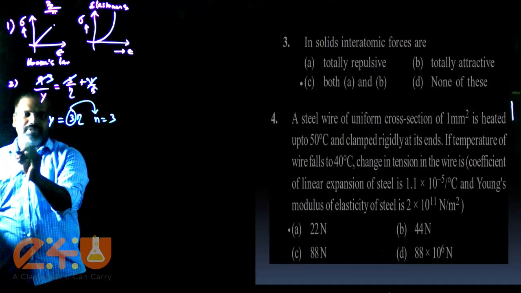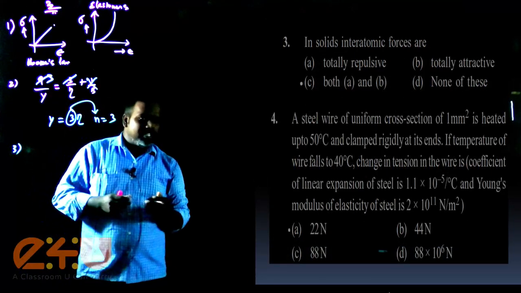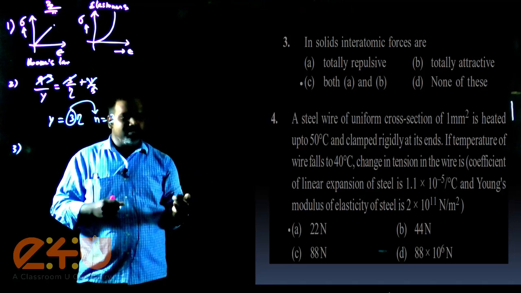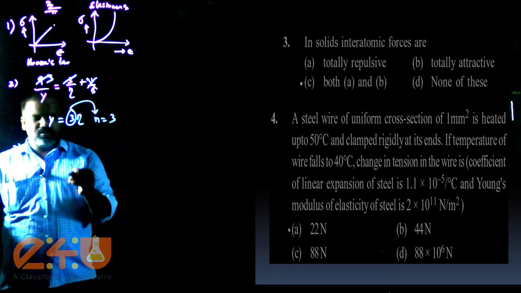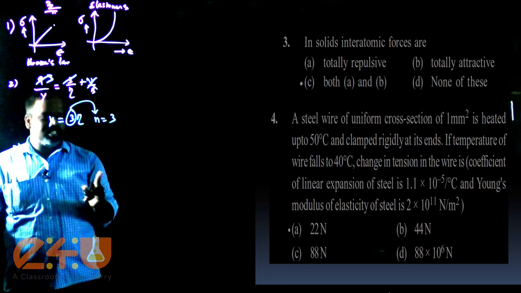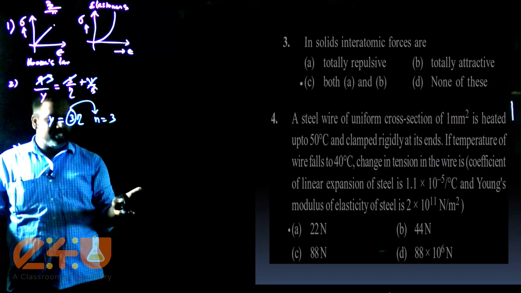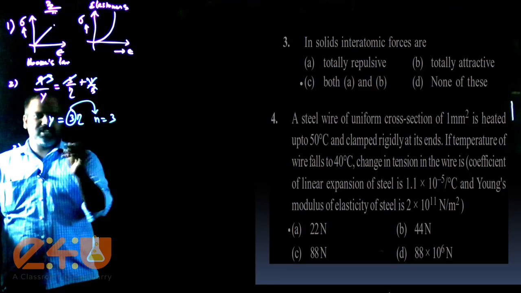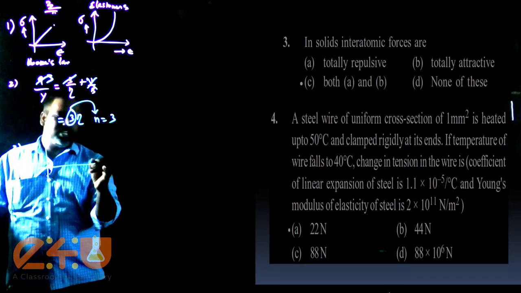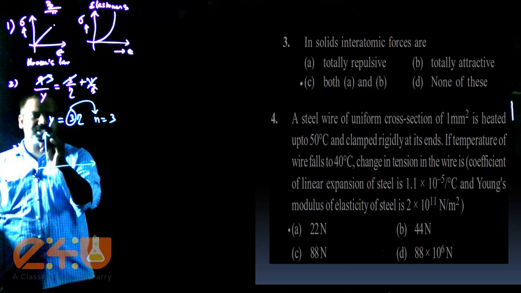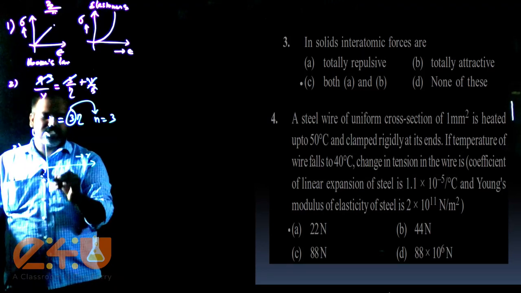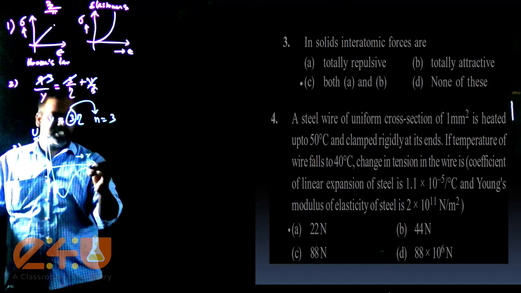Question number 3. In solids, the interatomic forces are: totally repulsive, attractive, both A and B, none of these. Again, students, if you thoroughly revise the theory, or if you saw my theory lectures, we can easily answer such questions. There we discussed a potential energy graph, potential energy versus interatomic distance. The shape of the graph will be like this.